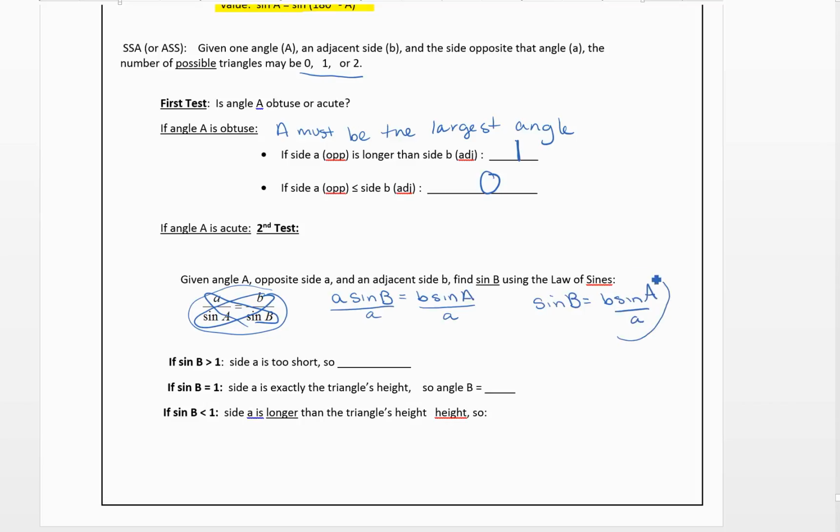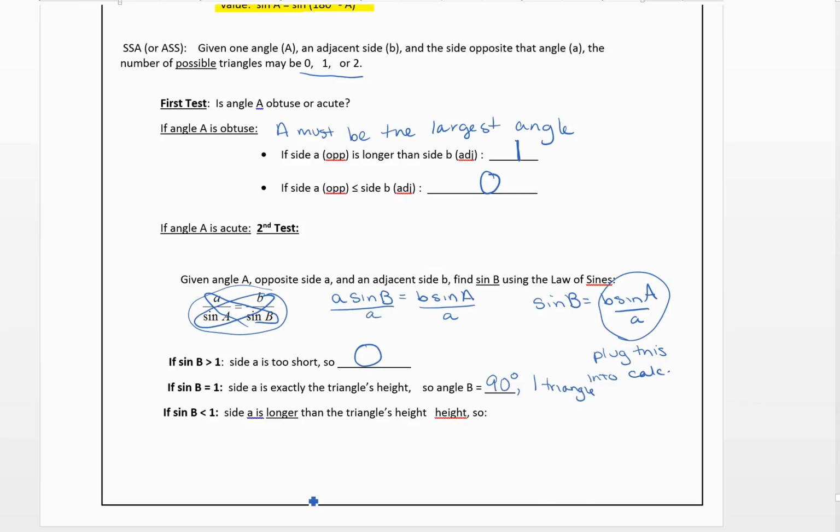Okay, and you'll actually plug this into your calculator to get a number. If that's bigger than 1, then we have a problem because sine can never be bigger than 1. So we get 0 triangles, and you would say no solution. If it's exactly 1, then angle B is a right angle, and you'll get 1 triangle.